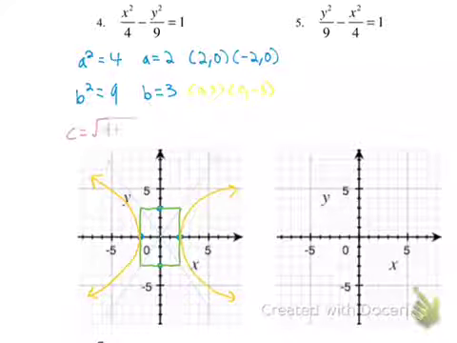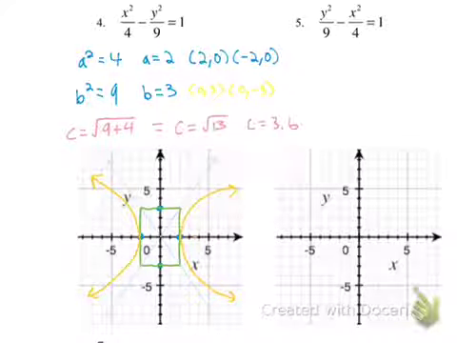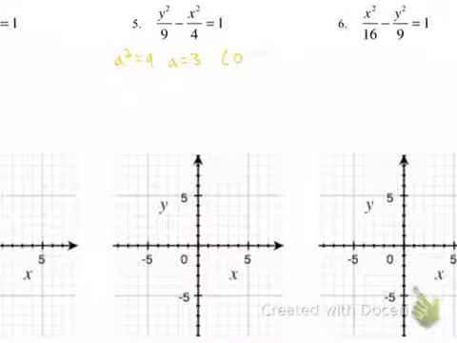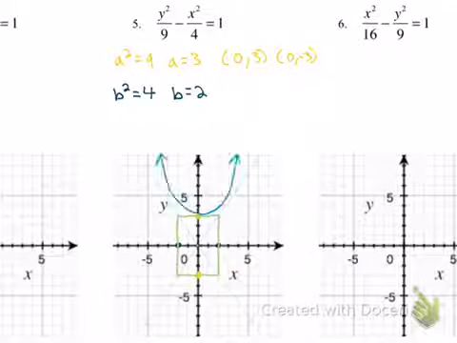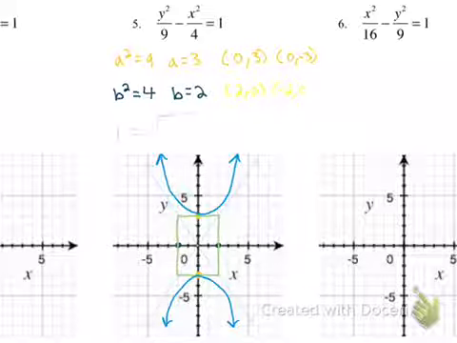Ooh, I did the foci here as well. I probably did it on all of them. Again, if you want to do it for extra credit, you can. As you can see, they're with the vertices. So they were at (3.6, 0) and (-3.6, 0).